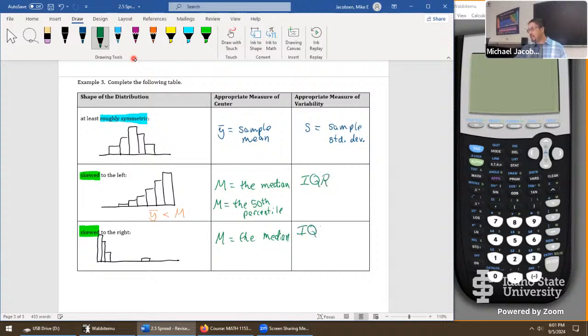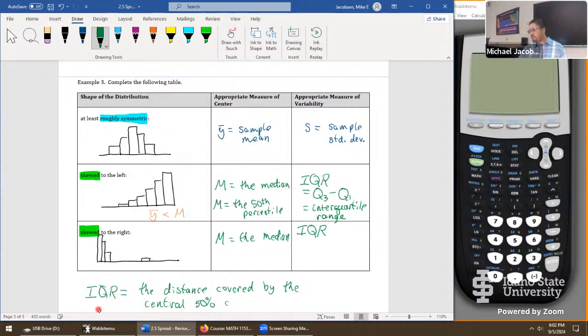IQR stands for, let's put it down here and just write it out once. It's equal to the third quartile minus the first quartile, and it's called the interquartile range. But let's also write down something here. IQR, however you call it, quartile 3 minus quartile 1, or interquartile range, what this is measuring is the distance covered by the central 50% of the data. So we're looking into the middle. We move left and right until we have the 50% of the data in the middle. The length of that distance is the interquartile range.